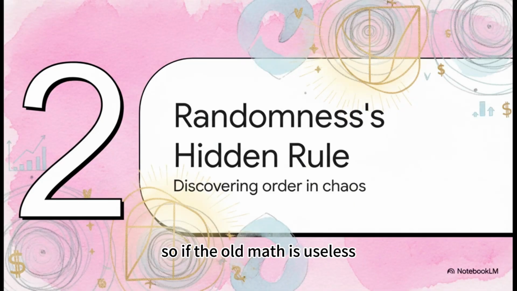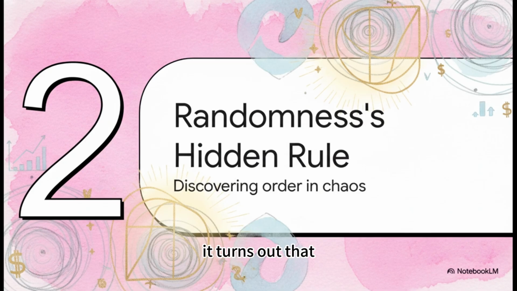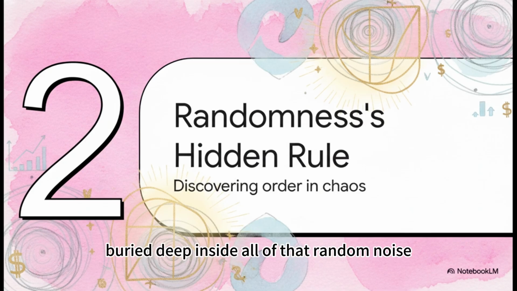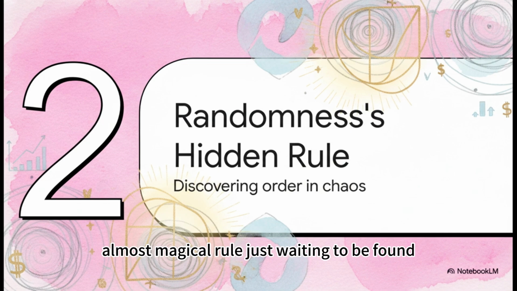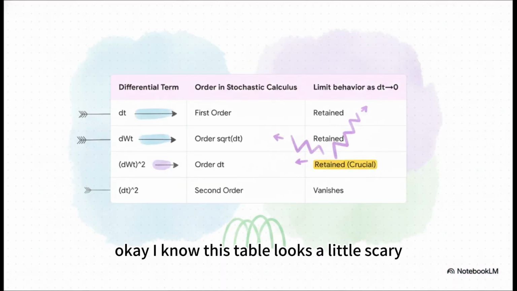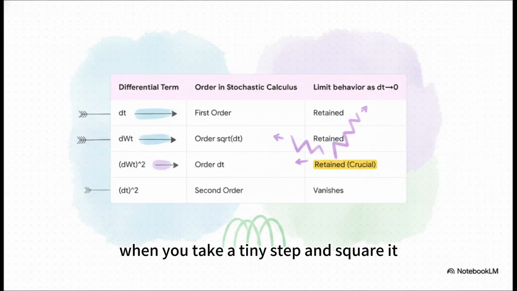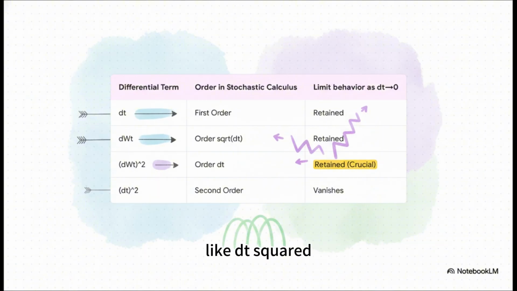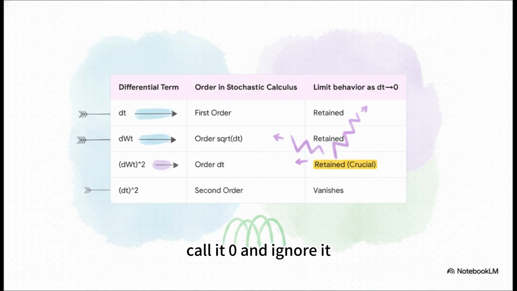So if the old math is useless, what are we supposed to do? Well, this is where the story gets really, really cool. It turns out that buried deep inside all of that random noise, there's a predictable, almost magical rule just waiting to be found. Okay, I know this table looks a little scary, but the whole secret is right there in that third row. See, in normal calculus, when you take a tiny step and square it, like dt squared, it becomes so ridiculously small that you just call it 0 and ignore it.